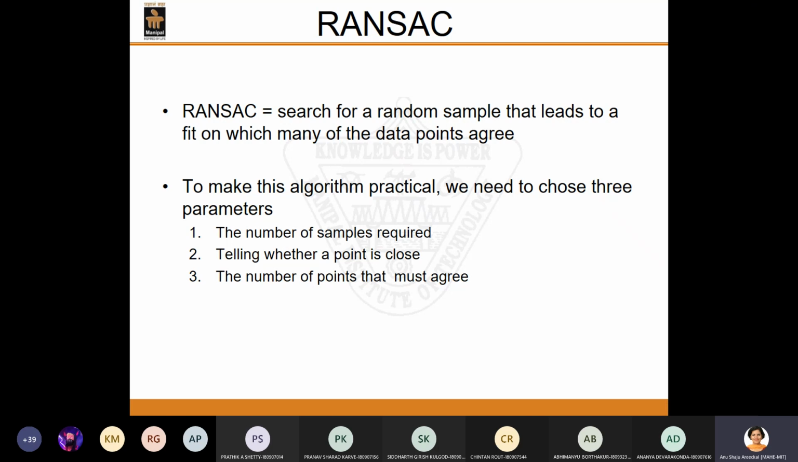Another point is the value of delta that you're considering. That also determines which points are the inliers, right? So how close a point should be to the fitted line or the fitted model is also important. So these are some of the points which can be fine-tuned, or which have to be taken care of when you are working with the RANSAC algorithm.